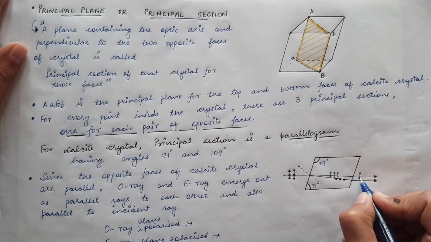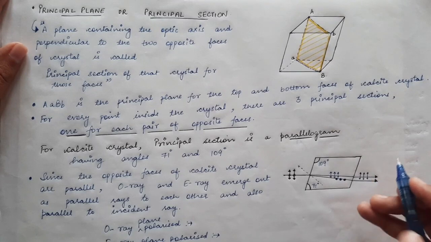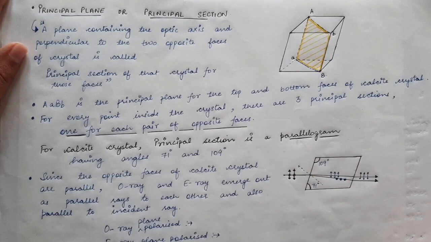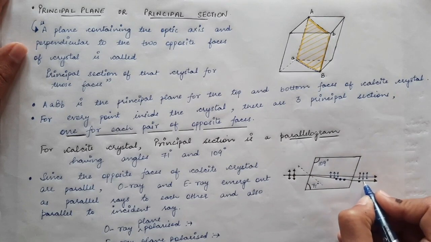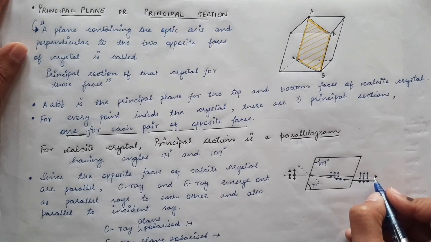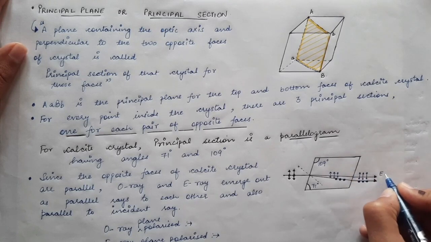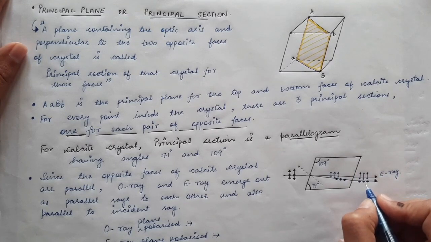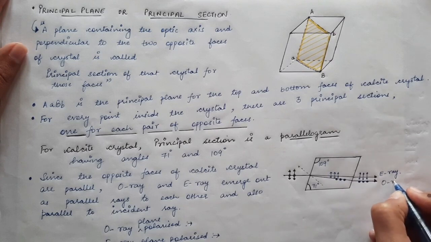So when these two rays emerge out, they will be parallel to each other, because the opposite faces of the calcite crystal are parallel to each other. Therefore, the light rays which emerge out will always be parallel. And the ray at the top, which has its vibrations in the plane of the principal section, is called the E ray or extraordinary ray, and the other ray, which has its vibrations of electric field perpendicular to the principal section, is called the O ray.